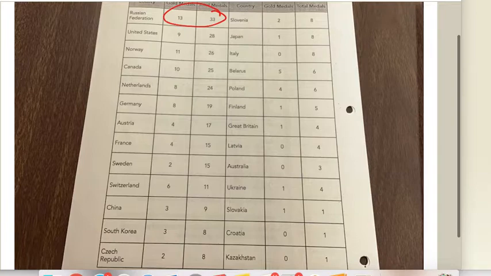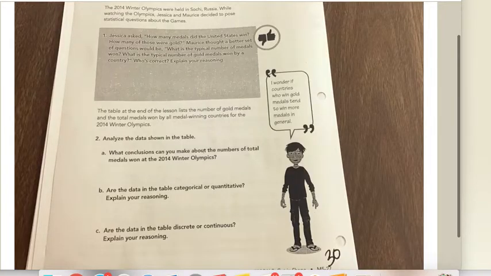As we go back, the second question said, are the data in the table categorical or quantitative? And this goes with what we talked about yesterday. It was definitely quantitative because we saw numbers, and that was explaining our reasoning. We didn't see categories, we saw numbers by the medals. Are the data in the table discrete or continuous? They were discrete because they were exact whole numbers. They did not continue on. So that is why.